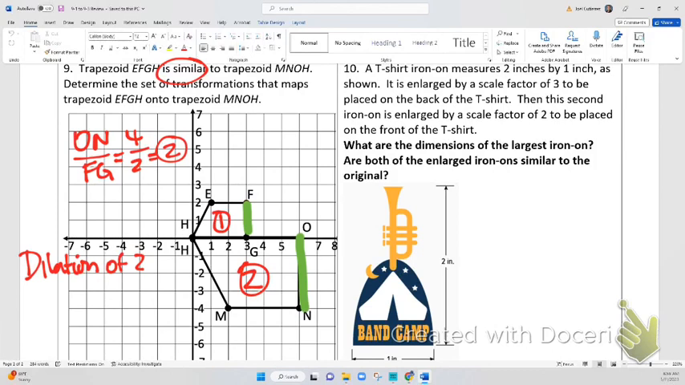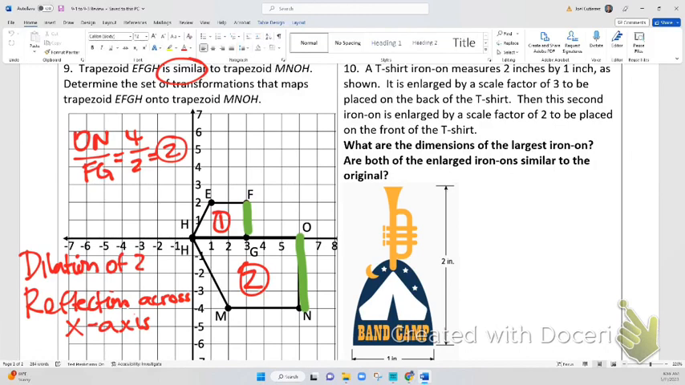Now, after I make number 1 2 times bigger, right, notice that I have to do something in order for them to match. The only other thing that you have to do for them to match is you have to do a reflection across the x-axis. Okay? So after you make 1 into the same size as 2, then you have to do a reflection across the x-axis in order for them to match up.